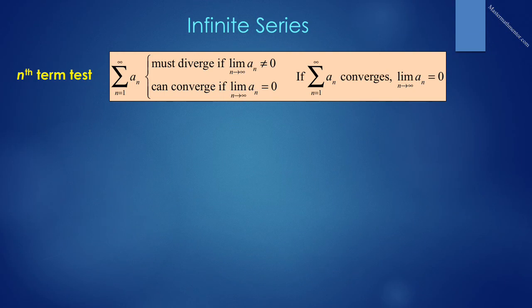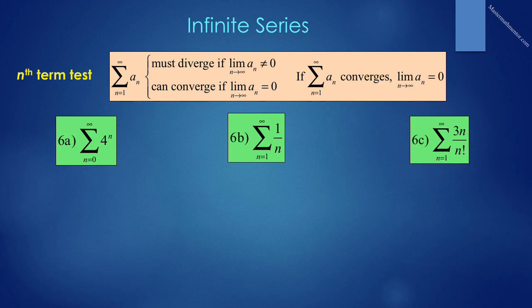Summing up, the nth term test examines the infinite series summation n equals 1 to infinity of a sub n. That series must diverge if the limit as n approaches infinity of a sub n is not equal to 0. It can converge if the limit of a sub n as n approaches infinity is equal to 0. And if we know that the series summation n equals 1 to infinity of a sub n converges, then the limit as n approaches infinity of a sub n has to equal 0.